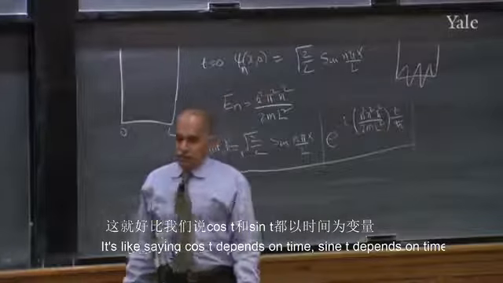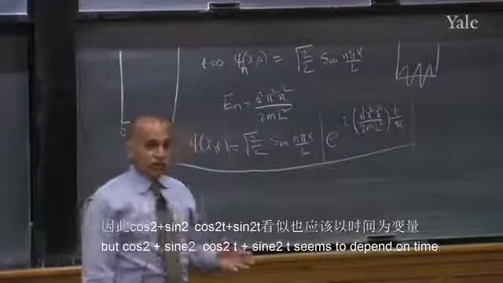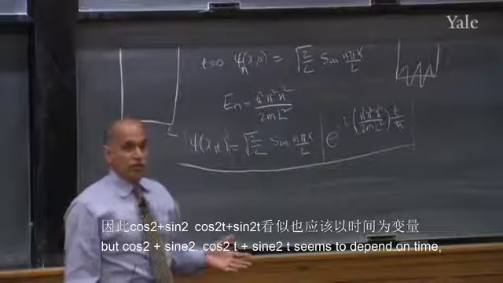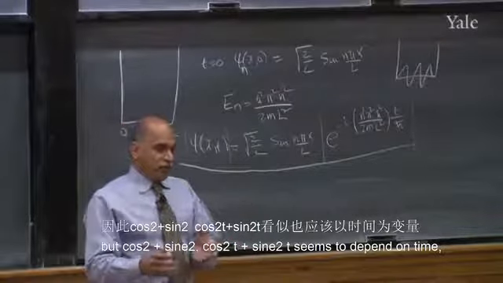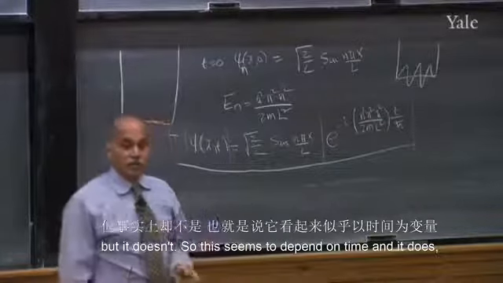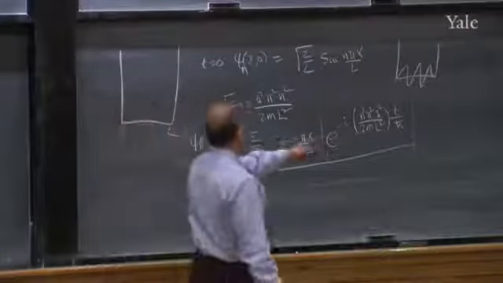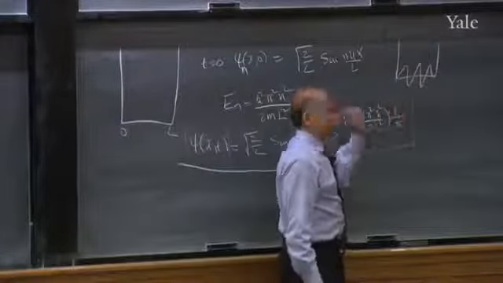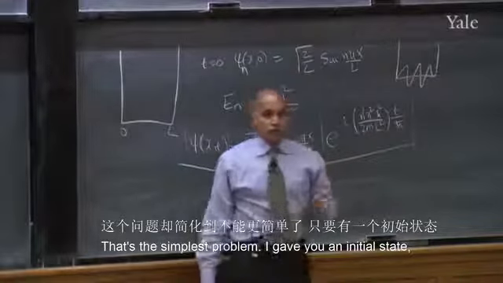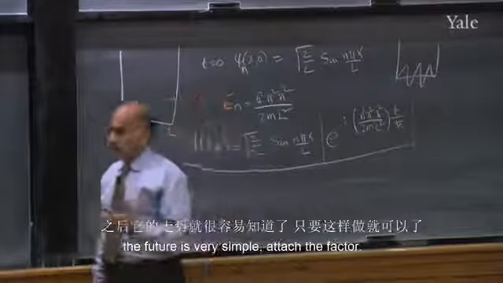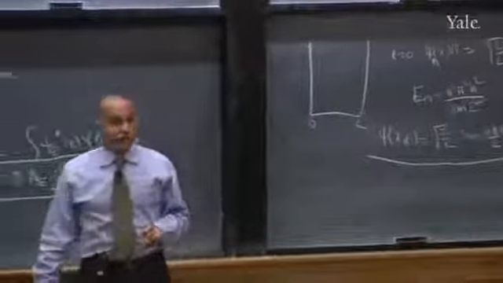See, it's like saying cos t depends on time, sin t depends on time, but cos squared t plus sin squared t seems to depend on time, but it doesn't. So this seems to depend on time, and it does, but when you take the absolute value, it goes away. That's the simplest problem. Okay, I gave you an initial state. Future is very simple. Attach that factor.